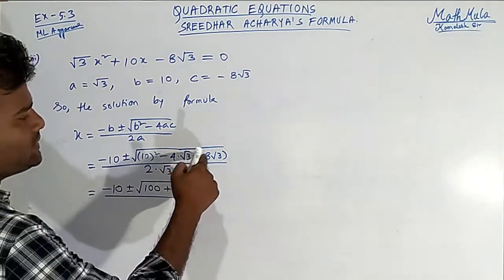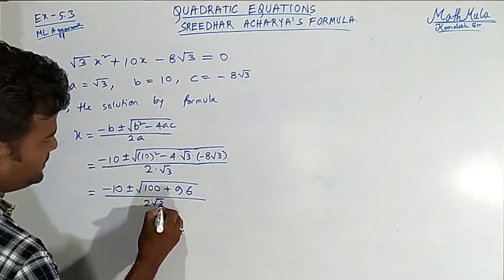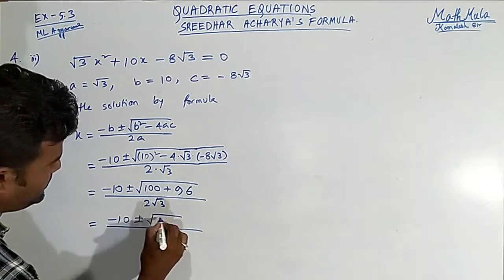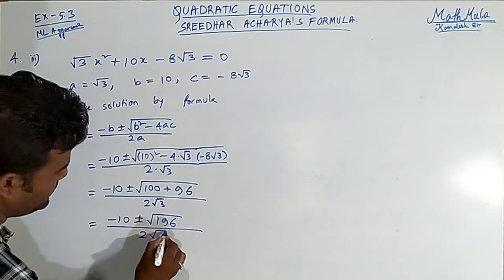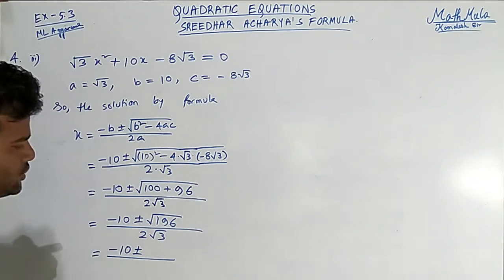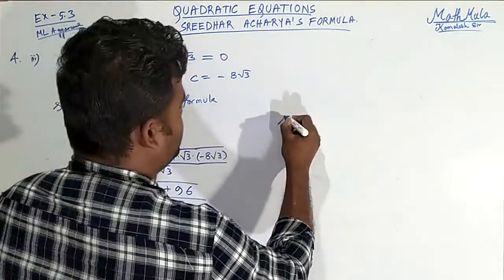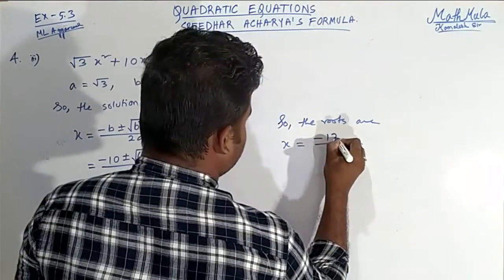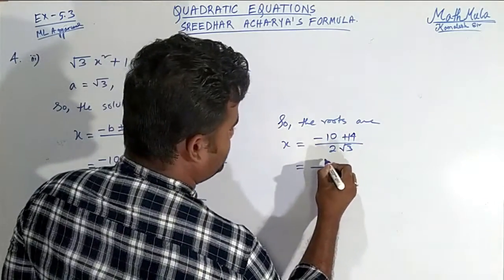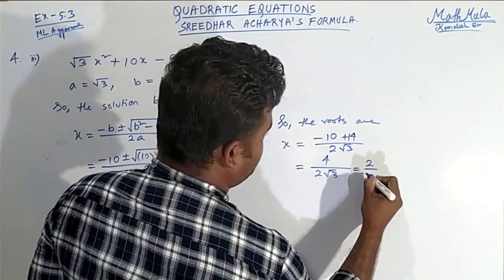Now minus 10 plus minus root over 10 squared, that is 100, plus 8 into 4 is 32, and root 3 into root 3 that is 3, and 32 into 3 is 96, by 2 root 3, is equal to minus 10 plus minus root over 196 by 2 root 3. Now this is equal to minus 10 plus minus, the square root of 196 is equal to 14, by 2 root 3. So the roots are x is equal to minus 10 plus 14 by 2 root 3, that is 4 by 2 root 3. Now cancel 4 and 2, we get 2 by root 3.